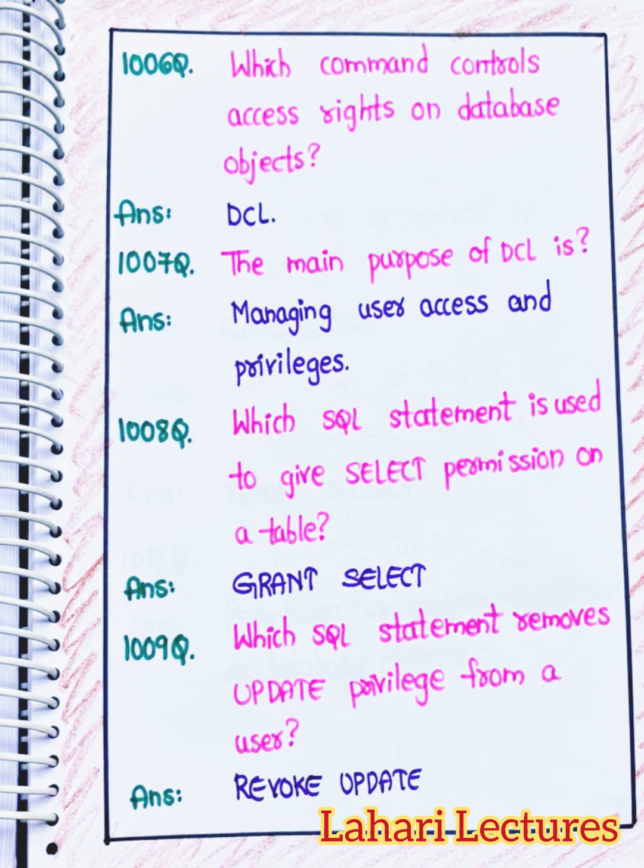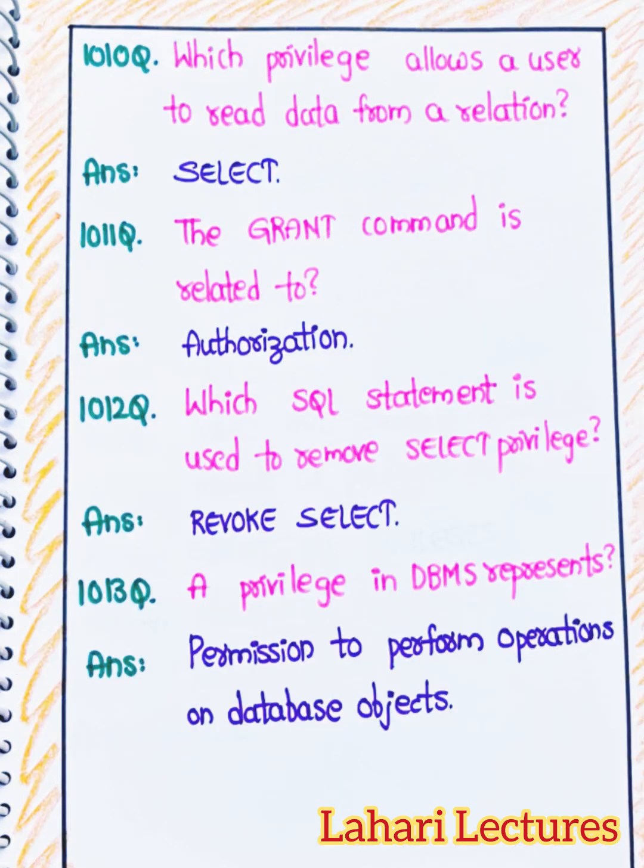Which SQL statement is used to give select permission on a table? Grant select. Which SQL statement removes update privilege from a user? Revoke update. Which privilege allows a user to read data from a relation? Select. The grant command is related to authorization. Which SQL statement is used to remove select privilege? Revoke select. A privilege in DBMS represents permission to perform operations on database objects.